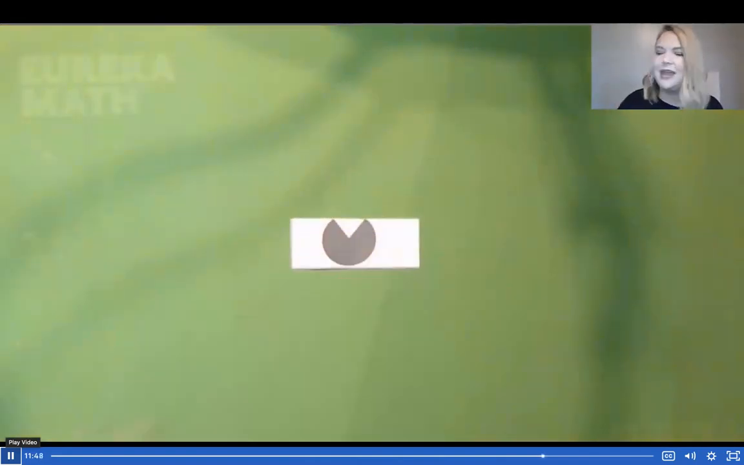Let's now play a quick game. We are going to play a game called Curve or No Curve. I'm going to show you some shapes, and I want you to put your thumb up if it has a curve. And I want you to put your thumb down if it doesn't have a curve. So I'm going to show you this first shape. Thumb up if yes, it has a curve. Thumb down if it does not have a curve. Here we go. Does this shape have a curve? Yes or no?